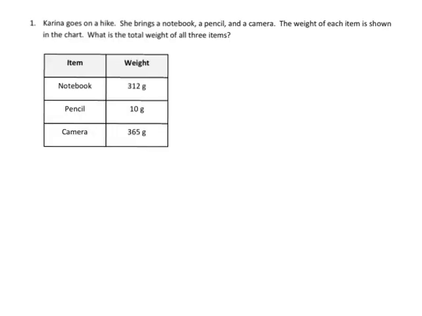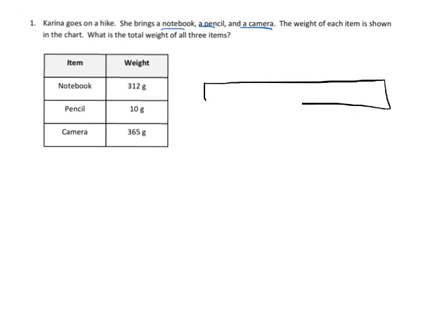All right, so in this example, it says Karina goes on a hike. She brings a notebook, a pencil, and a camera. So we've got these three things. The weight of each item is shown in the chart. What is the total weight of all three items? There's a couple ways we could do this, and one way to do it is to just do a single bar, and it might look like this.